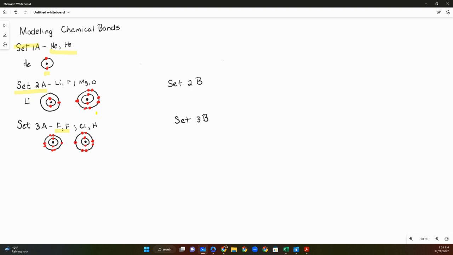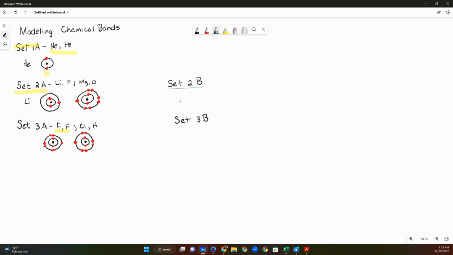Now, and so on. The set 2B, now they're asking you to combine lithium and fluorine, and lithium and fluorine form an ionic bond. And this is something that you need to know. Lithium is a metal, fluorine is a nonmetal. So when you have a metal and a nonmetal, there's a transfer of electrons. So they're asking you to actually show that right here in set 2B.